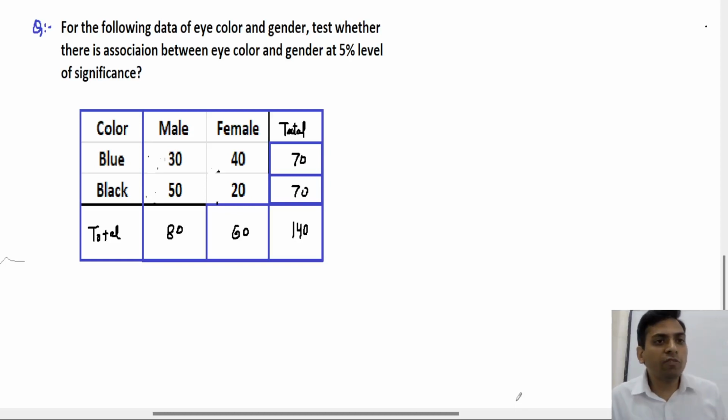In this second question of chi-square, the question is: for the following data of eye color and gender, test whether there is association between eye color and gender at 5% level of significance. Is it clear what the question is? Just like we can say choice of pink color, choice of blue color, pink color choice by females, blue color choice by males.